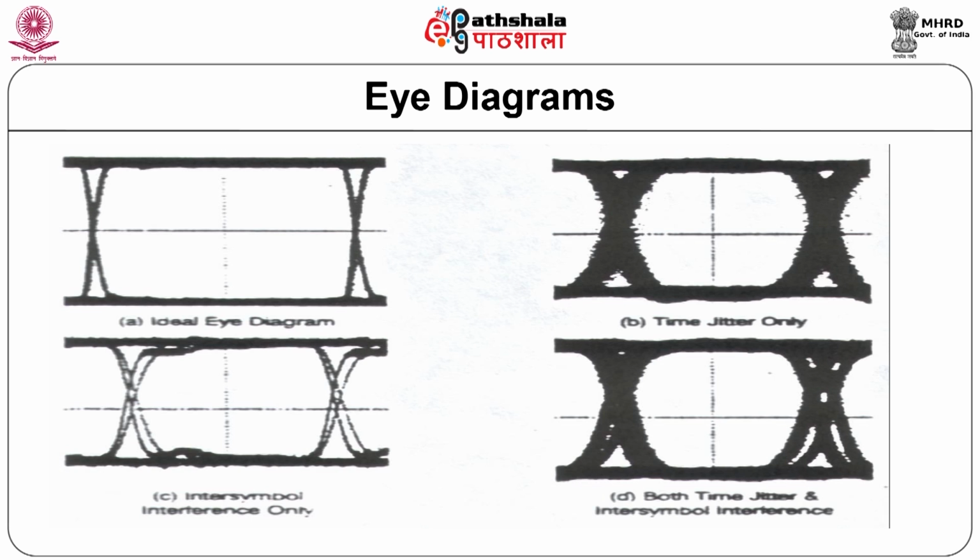So if you look at the diagrams, these are the eye diagrams. Ideal eye diagram is shown in figure A. If there is a time jitter, then it is as shown in B. You can see that the lines are thick. With intersymbol interference, the lines get doubled, and if both are present, then the lines are doubled as well as thick.